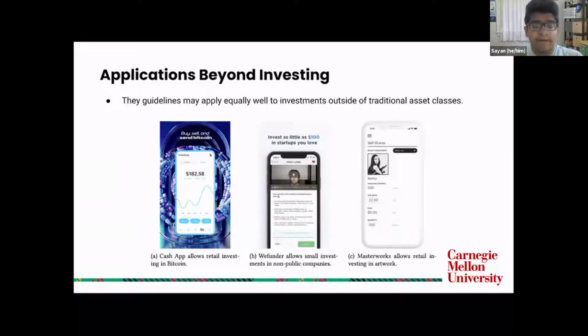Also, while I developed my guidelines with the assumption that investments were in traditional asset classes such as stocks, bonds, and other regulated securities, they may apply equally well to newer alternate investments. For instance, when speculating in cryptocurrencies such as Bitcoin on the Cash App, equity crowdfunding, which is like low-cost investing in startup companies on an app like vFunder, and even investing in art in a democratized manner on an app called Masterworks.